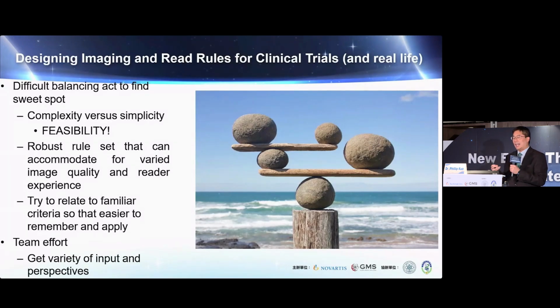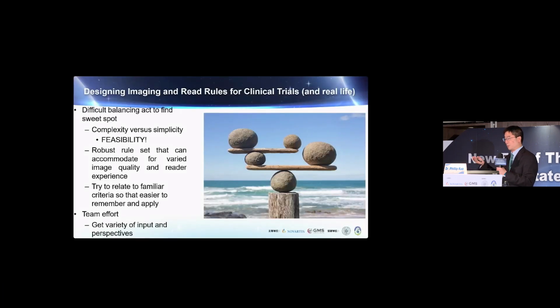And if you're making any read criteria, which is kind of what I do in my job these days, it's actually very hard. Okay, you have to find a balance. Patients are very complicated, especially ones who have had multiple lines of therapy. So you need to have a rule set that respects the complexity of the patients, but it can't be too complex or else you won't be able to do it reproducibly, okay?